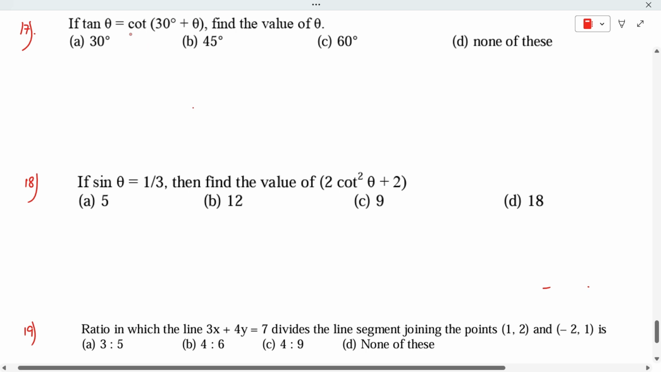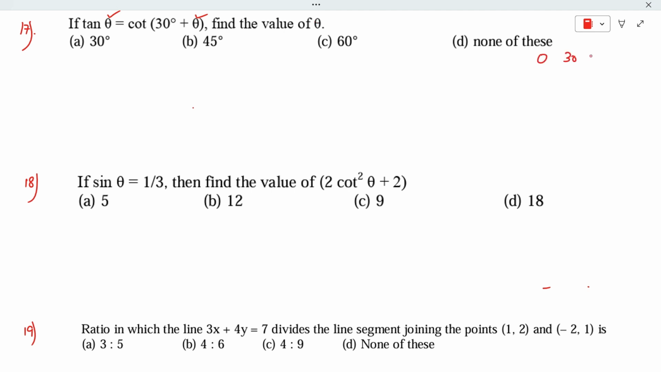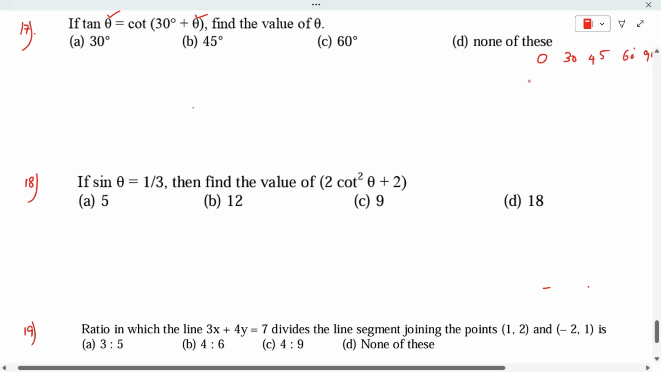Question number 17. If tan theta is equal to cot of 30 plus theta, the value of theta is going to be the same on the left hand side as well as on the right hand side. I need to find the value of theta. We know the tabulation of tan theta, so what is it?